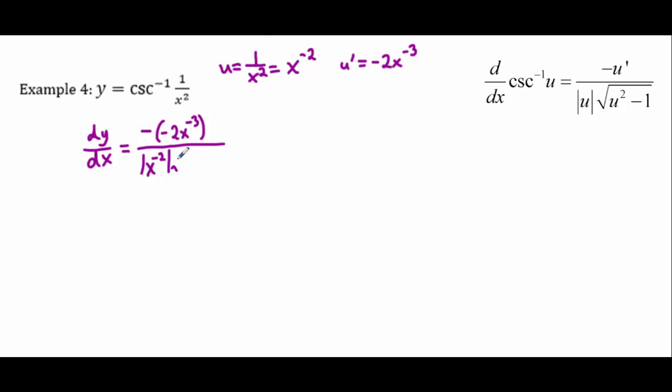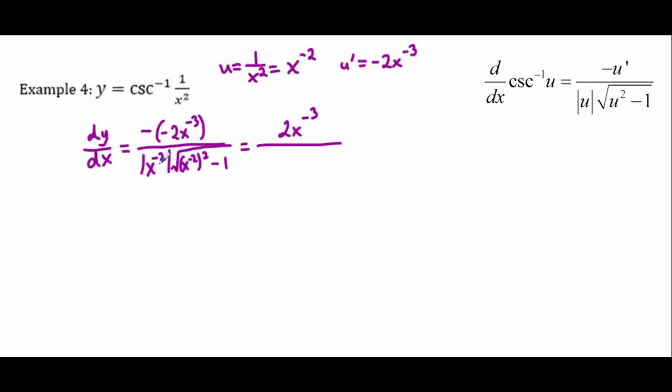And then square root of x to the negative 2 squared minus 1. Now, as far as simplifying goes, again, it kind of depends on your teacher. This could get really messy. I definitely want to change this to a positive 2x minus 3 on the top. But on the bottom, all I'm going to do is change this x to the negative 2 squared to an x to the negative 4th.